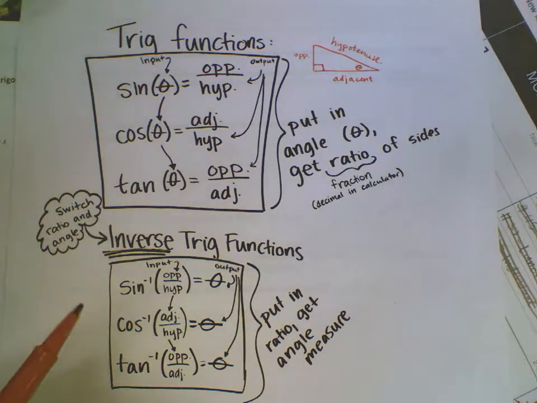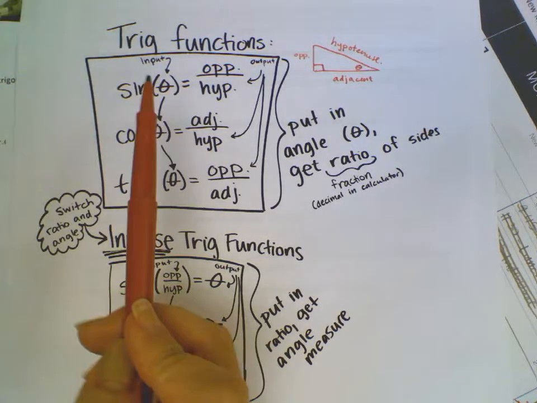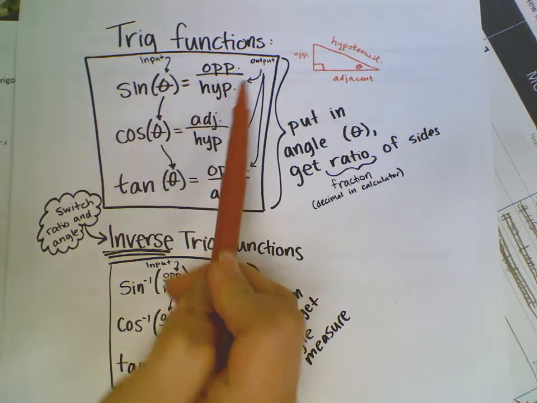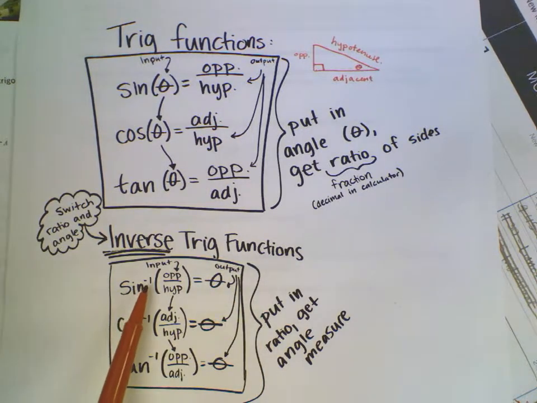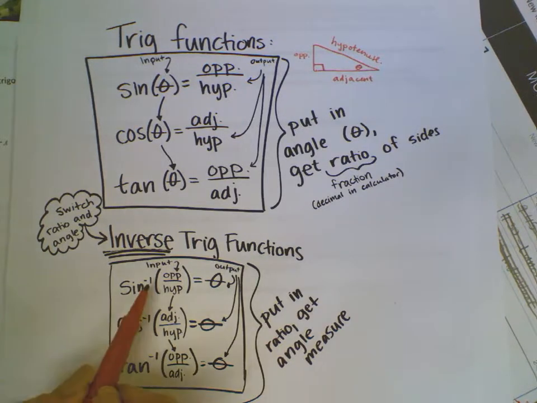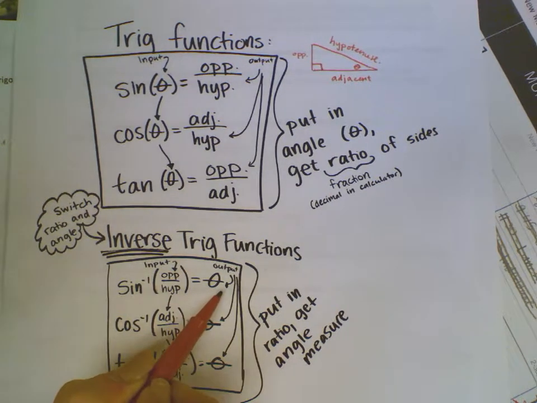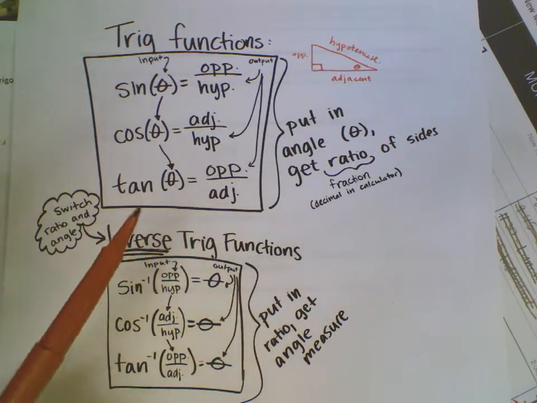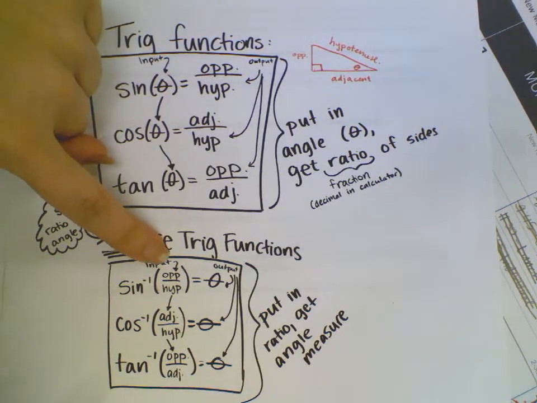The inverse trig functions, we are going to switch the input and output. So instead of having sine of an angle giving us that ratio, we'll do inverse sine. That's what this little -1 in the top right corner means. Inverse sine of that ratio will give us the angle. So we switched. Instead of having angle to ratio, we switched those to be ratio to angle.